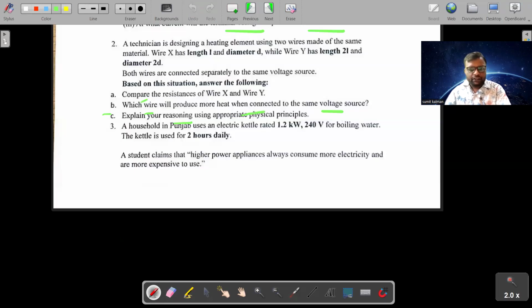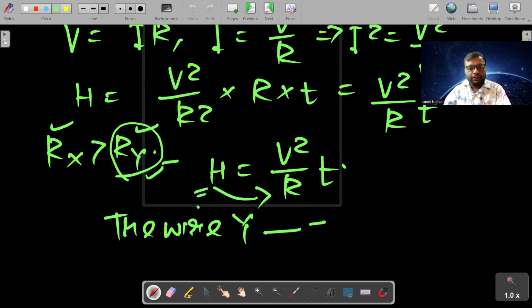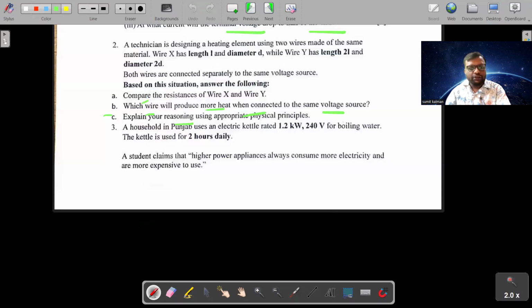What is the problem asking? Which will produce more heat? So here, the wire Y will produce more heat because the wire Y has low resistance and heat is inversely proportional to resistance. That's why. This is the solution of this problem. Now, students, explain your reasoning using appropriate physical principle. So you have to just write about Joule's law of heating, and you have to tell that heat is inversely proportional to resistance. So the wire which has low resistance will produce more heat. So this is the only solution of this.